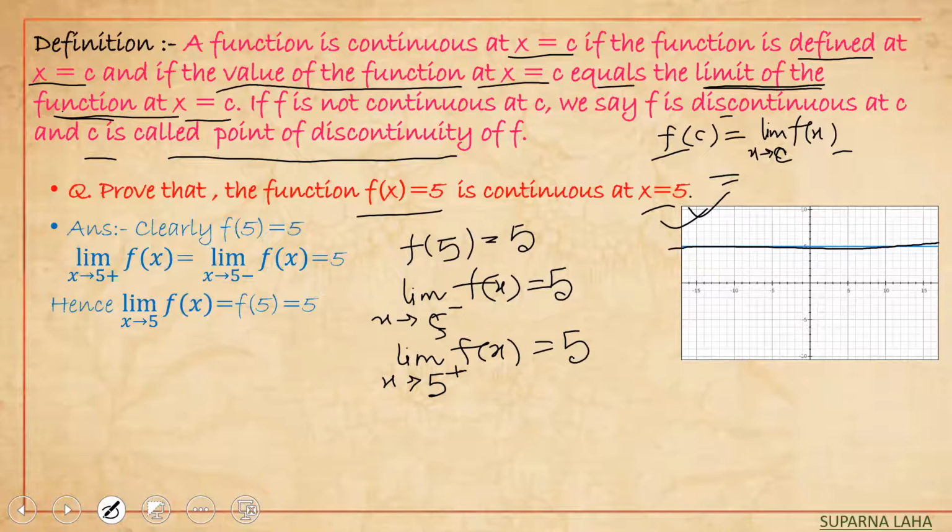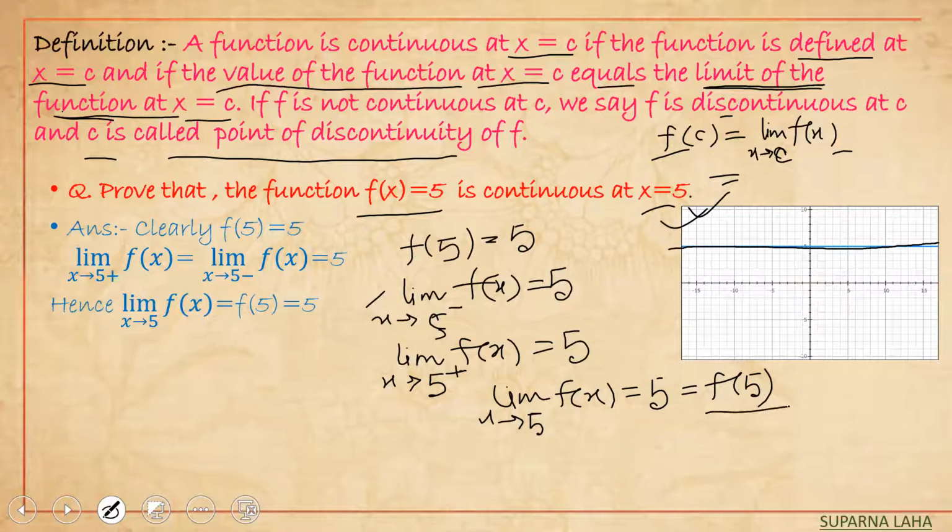Now here you can check the right hand limit and the left hand limit are equal. That means the limiting value exists, that is limit x tends to 5 of f of x exists, and it is equal to 5, some finite quantity. This is also equal to f of 5, since the value of f of 5 is also 5. So the functional value at 5 and the limiting value of the function at x equals 5 are equal. From here I can say the function is continuous at x equals 5.